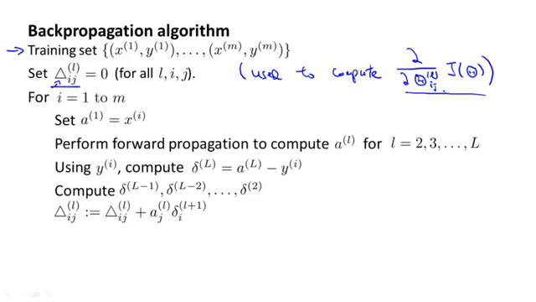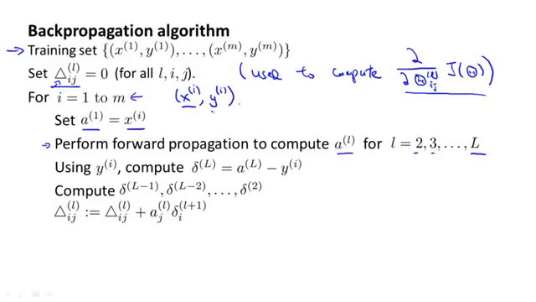Next, we're going to loop through our training set. So we'll say for i equals 1 through m. For the ith iteration, we're going to be working with the training example xi, yi. The first thing we're going to do is set a1, which is the activations of the input layer, to be equal to xi, the inputs for our ith training example. And then we're going to perform forward propagation to compute the activations for layer 2, layer 3, and so on up to the final layer, layer capital L.